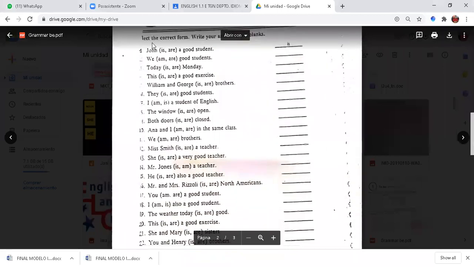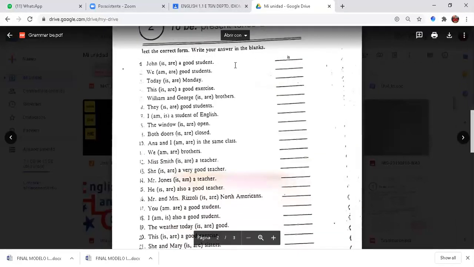You have to check the correct form, write. Write your answer in the blanks. Example, John is a good student. You have two options, option one, option two. John is a good student. Number two, volunteers.